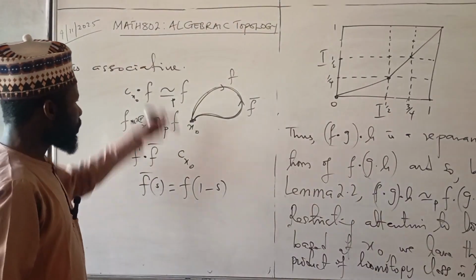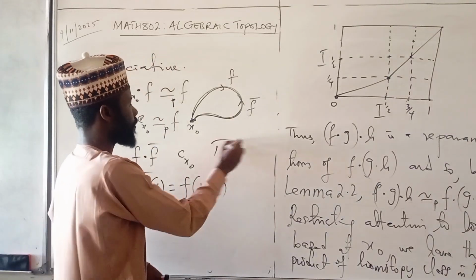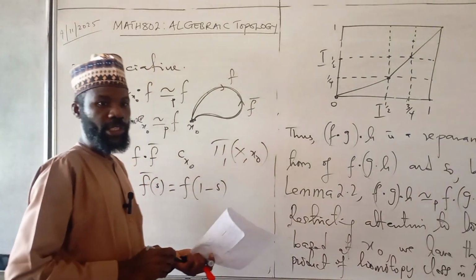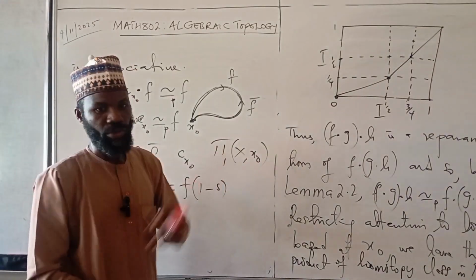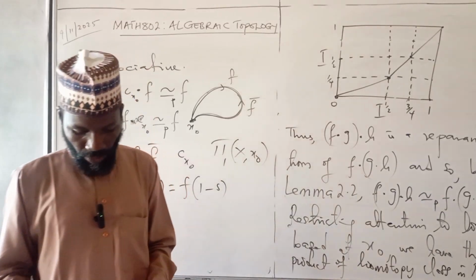So we are going to prove this, and once we prove this, we have a group. That group pi 1 of X, x naught will be the fundamental group of the topological space X based at x naught. So we have a group. This is the one called the fundamental group.